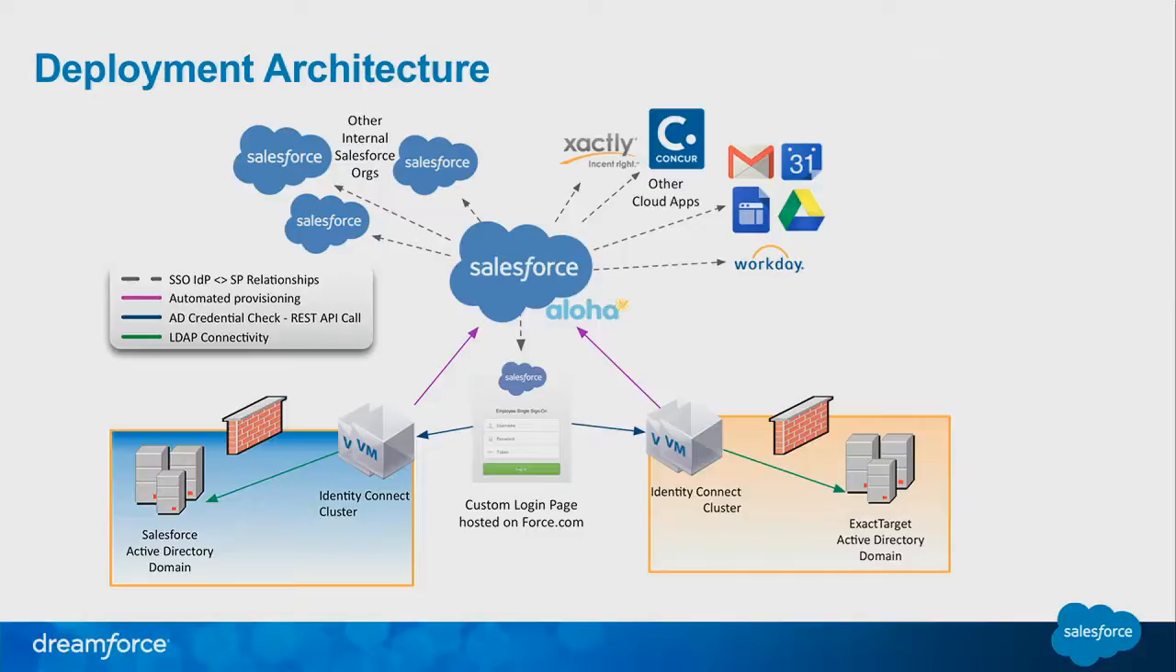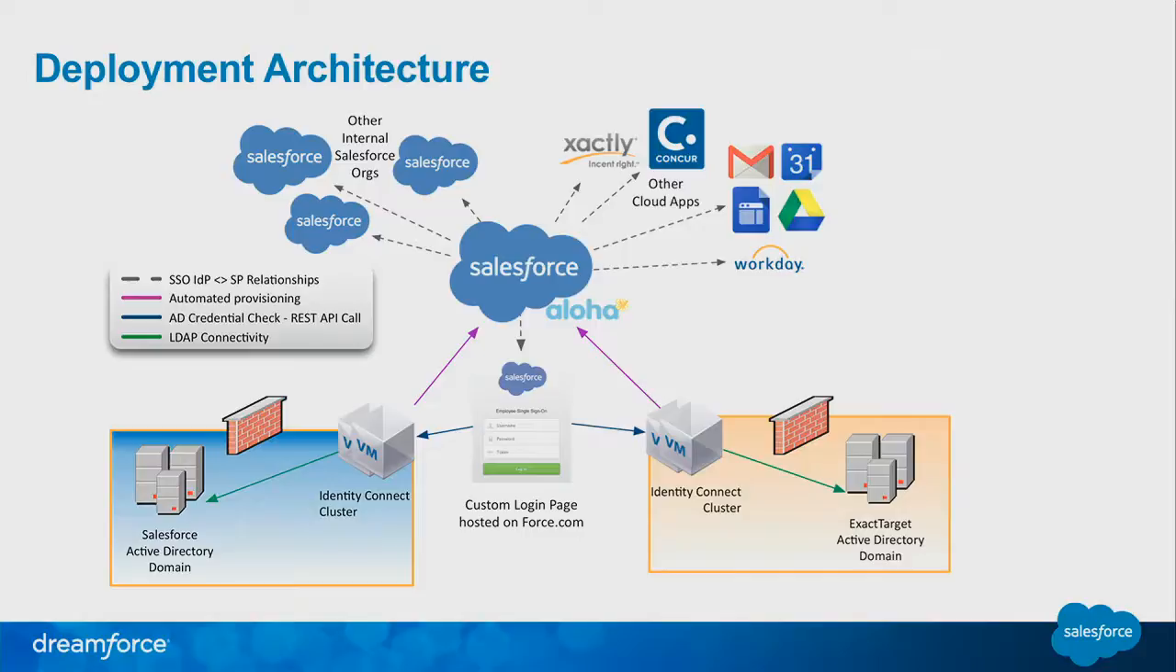There's an OAuth connection to this single internal org, which is the Aloha org, and that org is then functioning as SAML identity provider to all these other orgs, to our other cloud applications, and so forth. So users in this domain are being automatically provisioned by this Identity Connect instance and by this one. Users are able to authenticate.